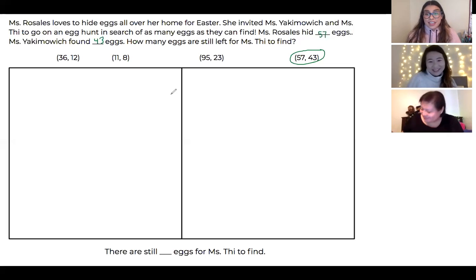So we had 57 total eggs, right, Miss Rosales? That you hid all around your home. Yes. And Miss Yakimowicz, as the overachiever that she is, found 43 of those eggs.